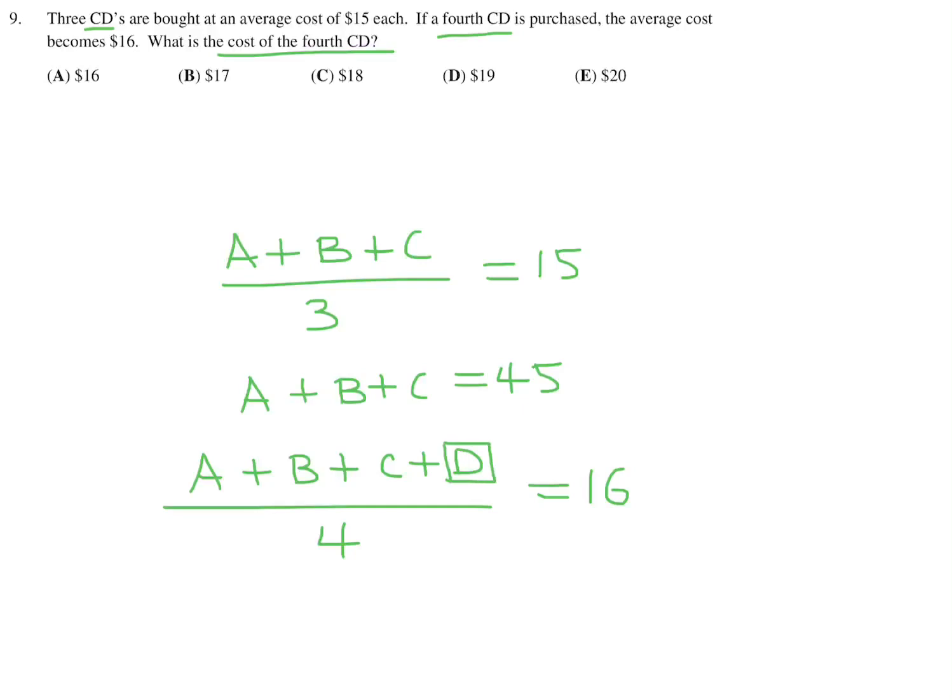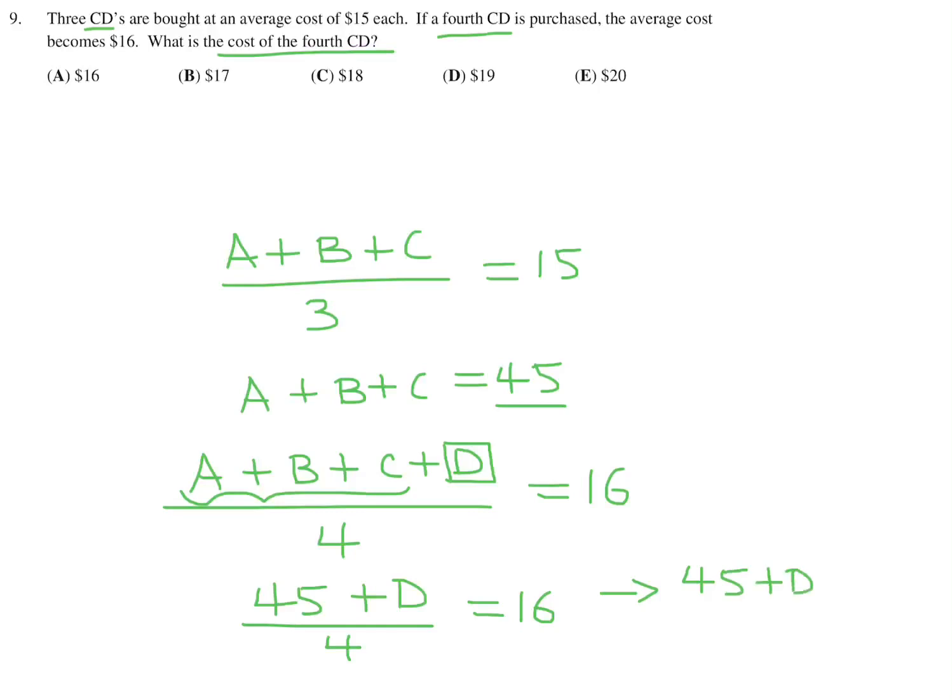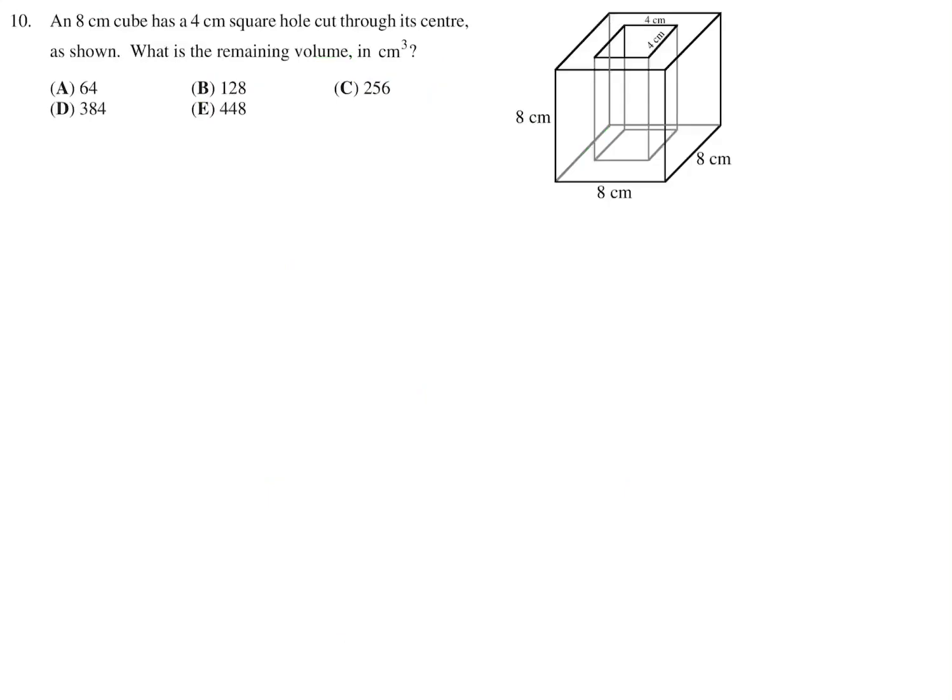Well, A plus B plus C, we figured out was 45, so substitute that in there. So we get 45 plus D over 4 is 16. And then you can just cross multiply the 4 and the 16. And that would give you 64. And therefore D is equal to 19. So the answer to number 9 is D. Number 10.